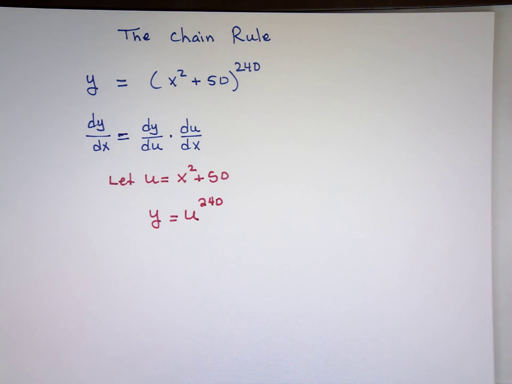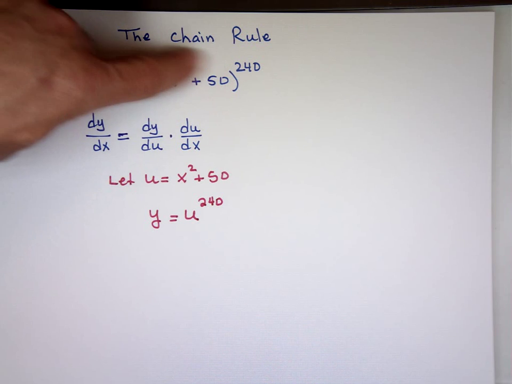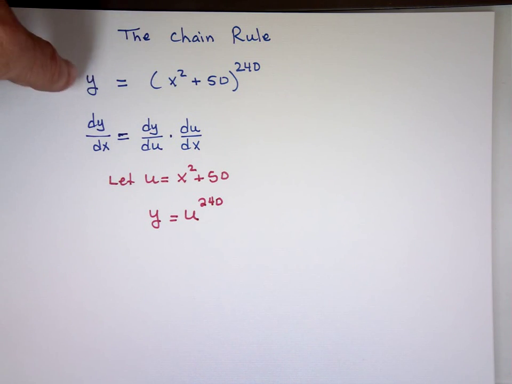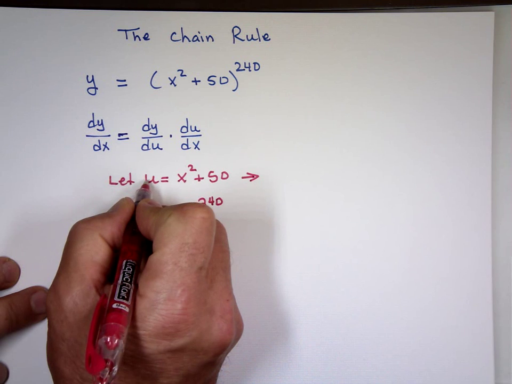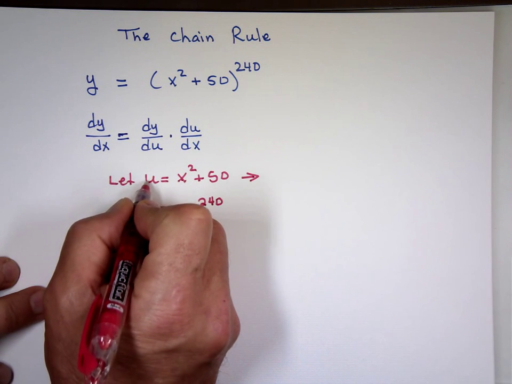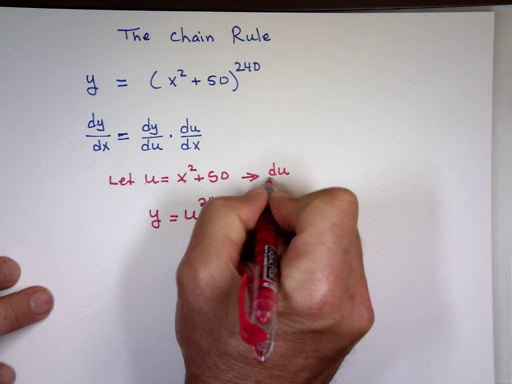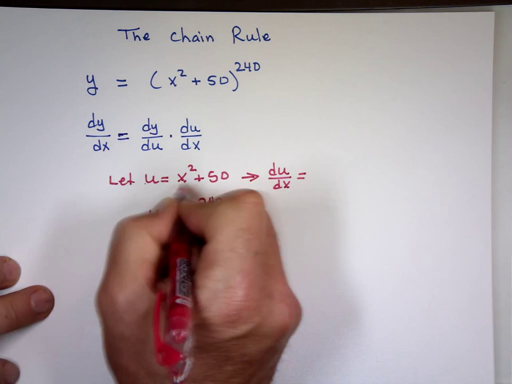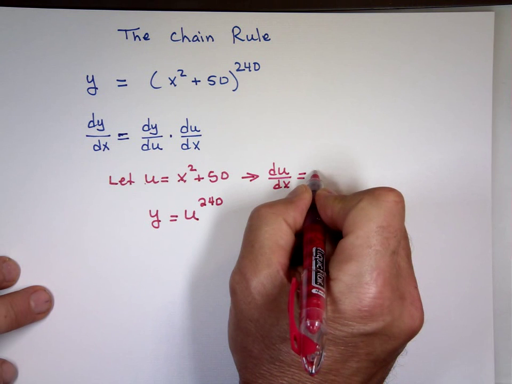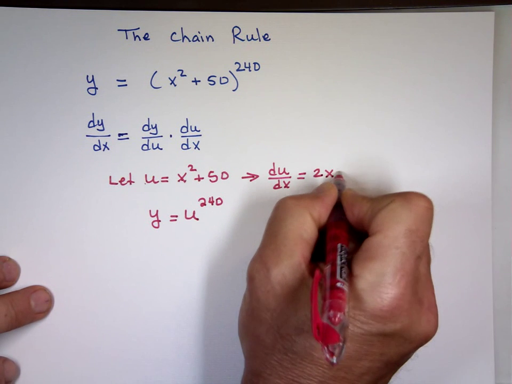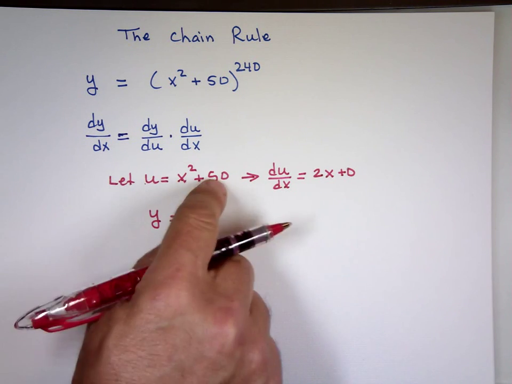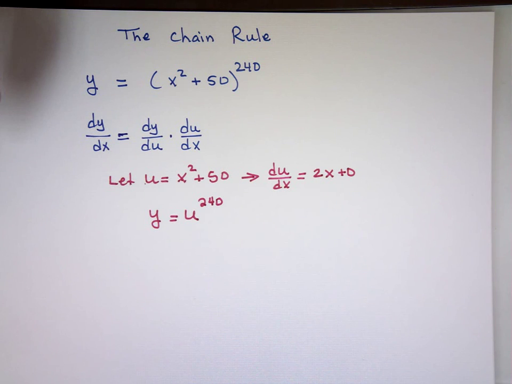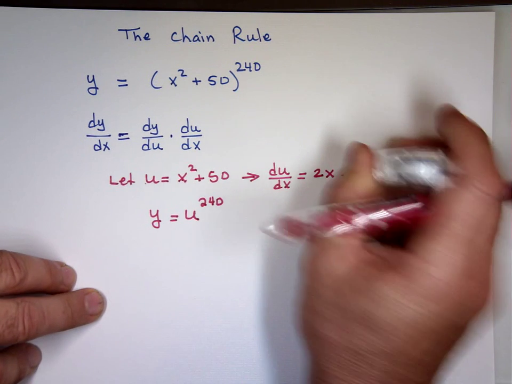Do you agree with that? If you let u equal what's inside of this, x squared plus 50, then I can write y equals, in place of this, u to the power of 240. To take the derivative of this is now called du/dx, because u is not a y here. And what's the derivative of x squared plus 50? Isn't that 2x plus 0? Which is 2x. The derivative of x squared is 2x. The derivative of 50 is 0, so I don't need the 0 there. I can take it out.